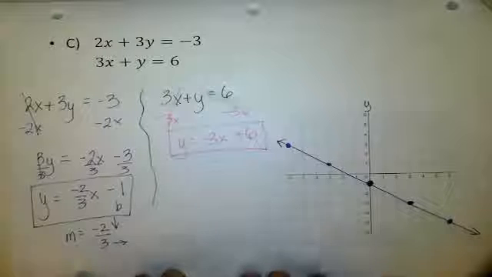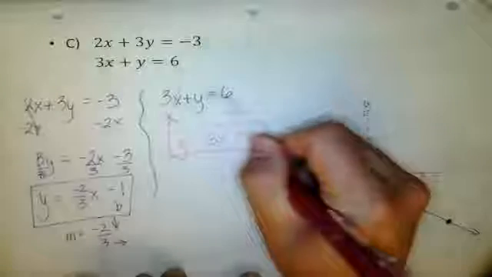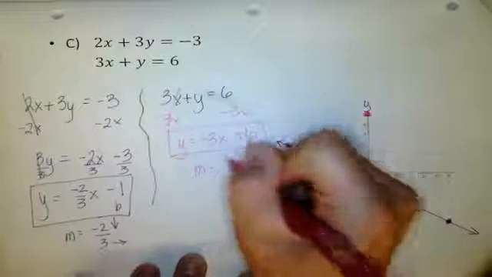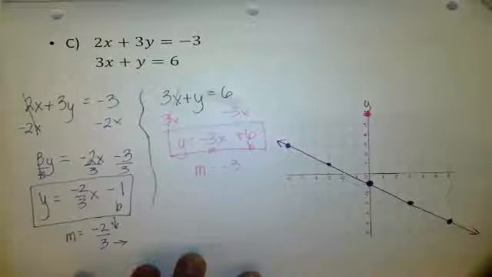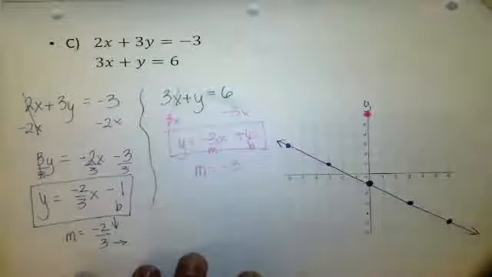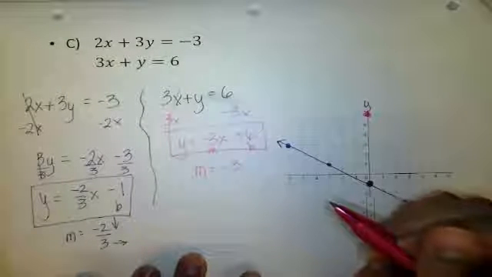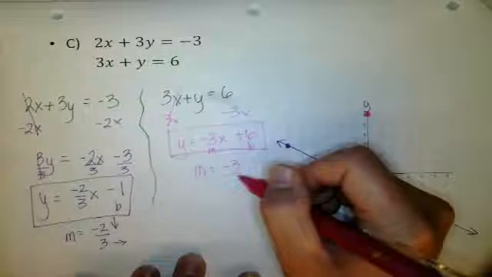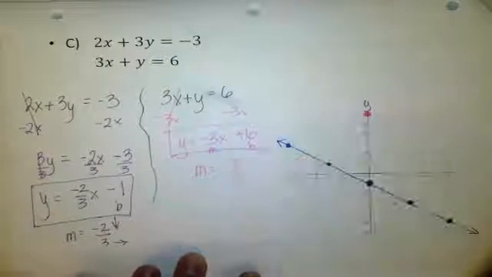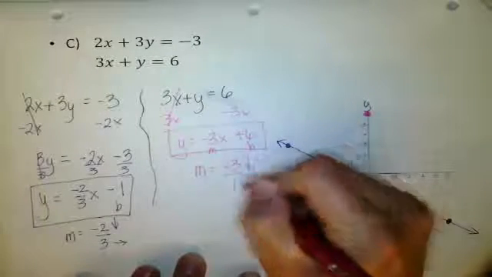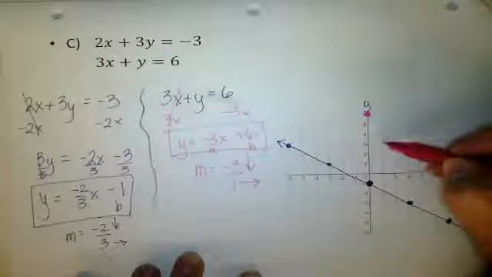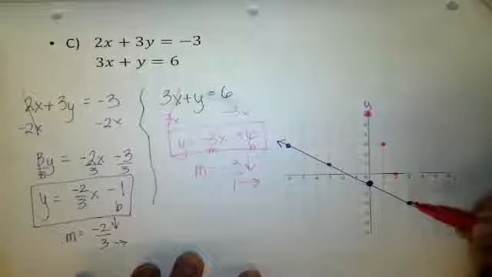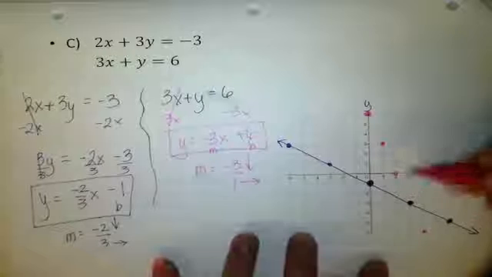So where do I begin? At 6. And our slope is negative 3. The number in front of the x is a negative 3. What does that mean for counting slope? Right 1. So remember, you want to turn it to a fraction. So we can do that just by putting it over 1. Down 3, right 1. Down 1, 2, 3, right 1. Yay! And we have our little intersection point that we hit.